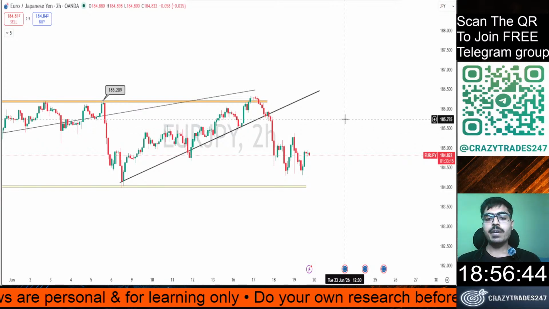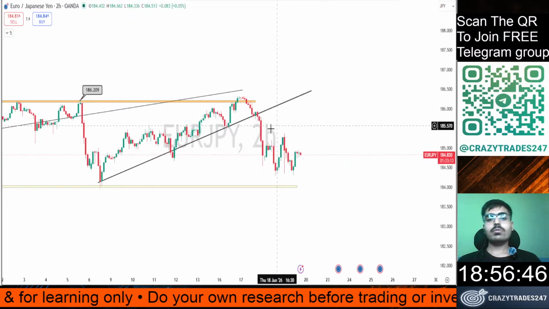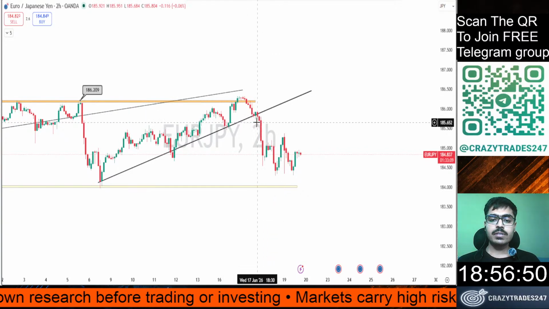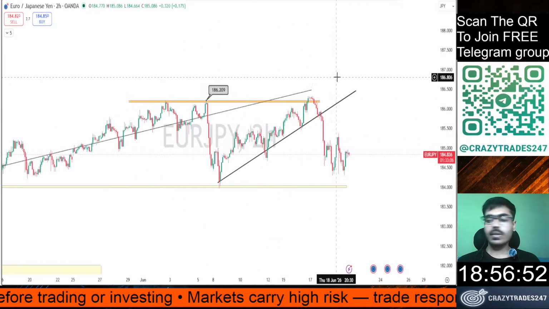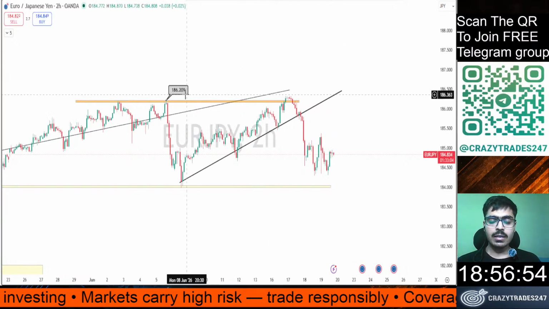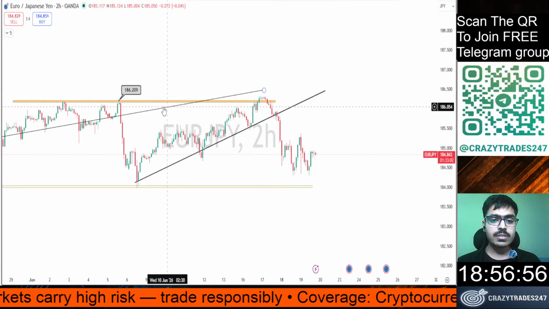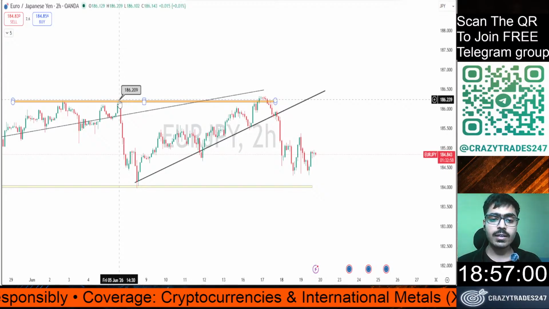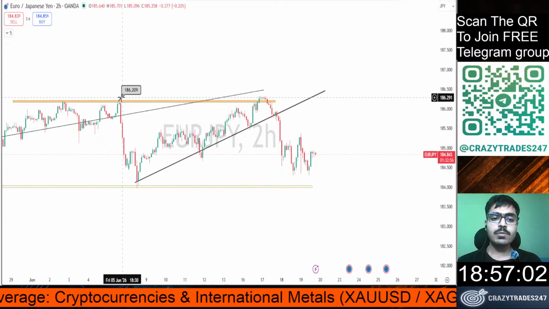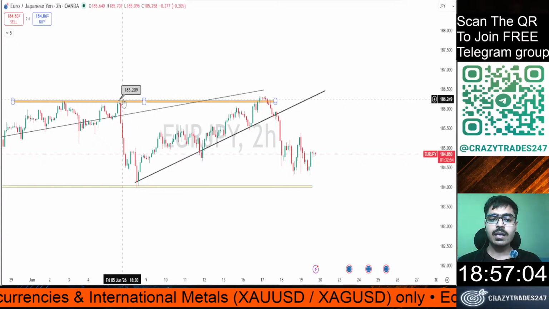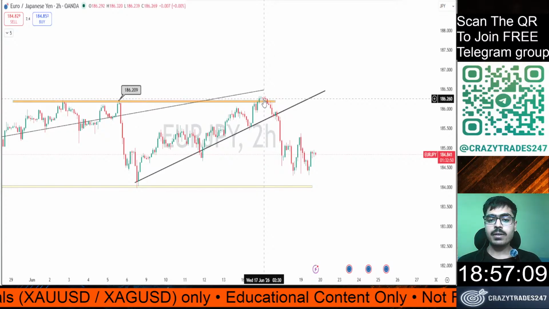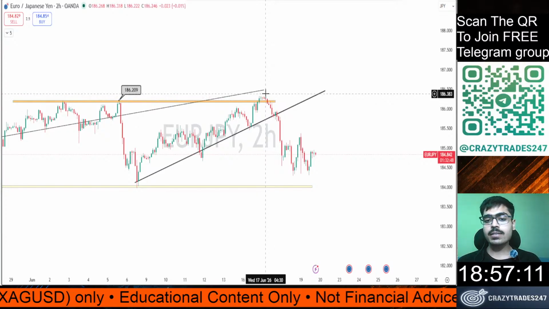This is the Euro JPY pair, and price has broken below this rising trend line. But before the breakout of this rising trend line, one thing we need to focus on is the high that price had made earlier on 5th June. This high was 186.209. Price gave a breakout above this high on 16th June, but could not sustain above it, and it has given a down move.